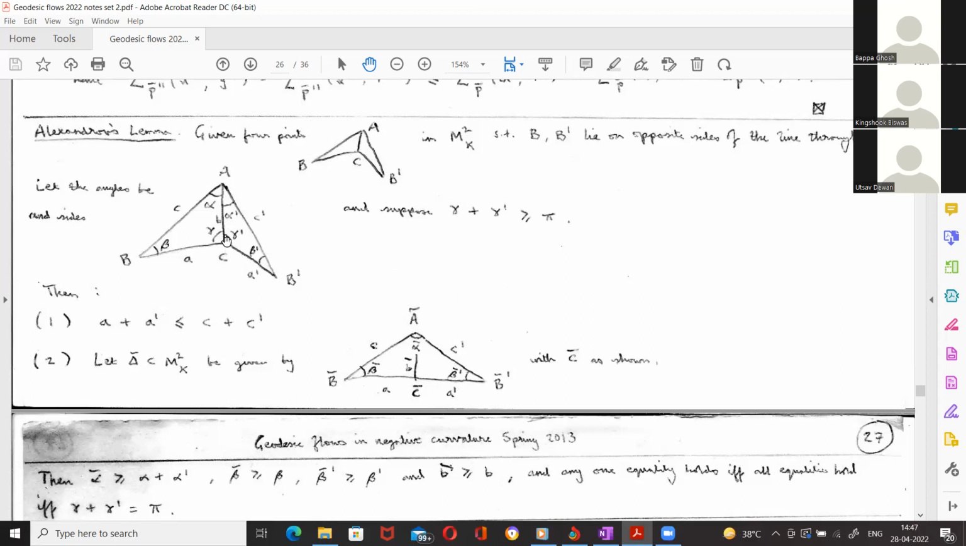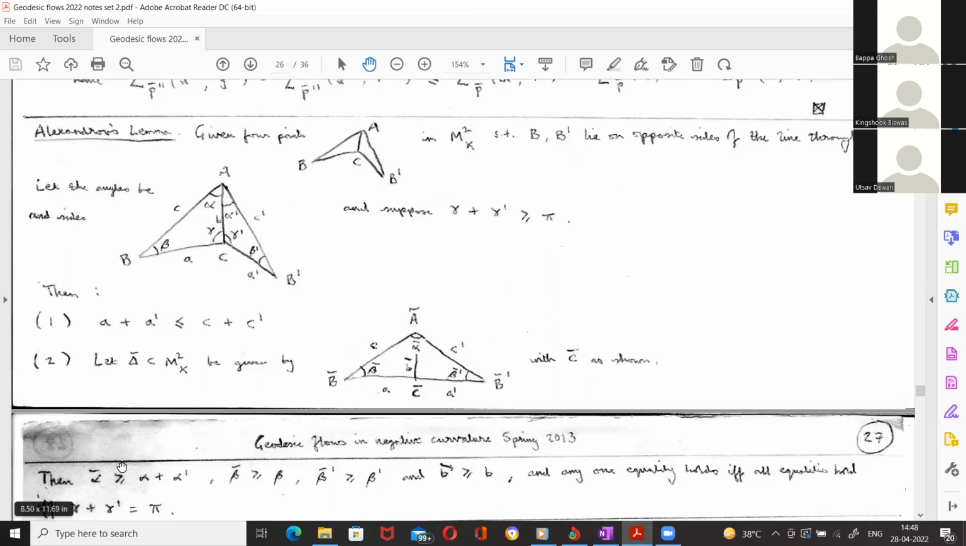So what should you expect if you sort of straighten this out? First of all, this side should get longer, right? And these angles should get bigger, right? This beta should get bigger, beta' should get bigger, and this angle at A should get bigger, right? So these are what you expect, okay? So in fact, that's what happens.